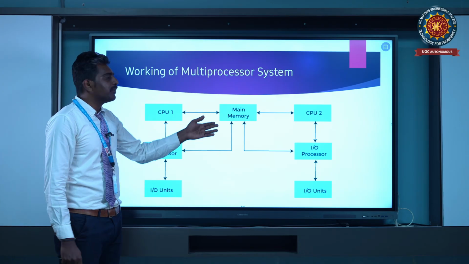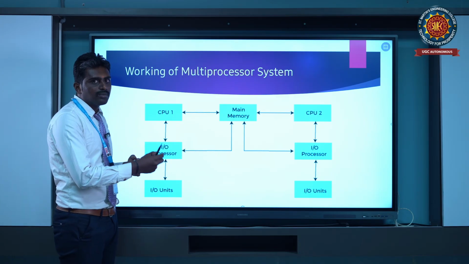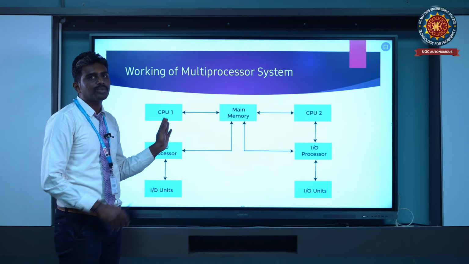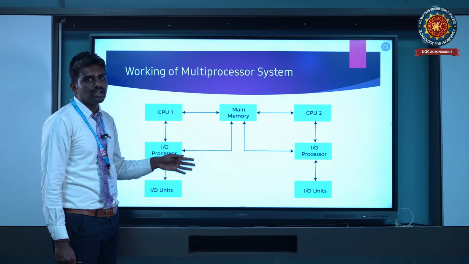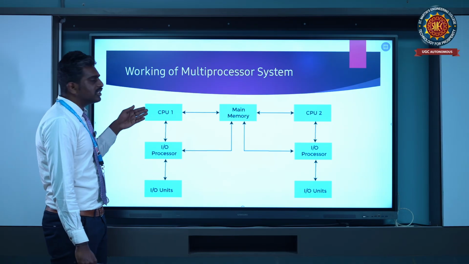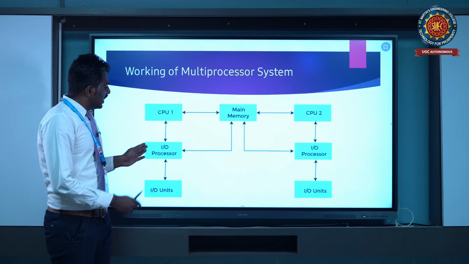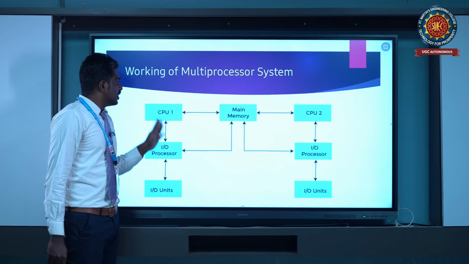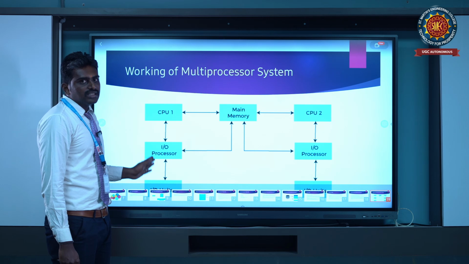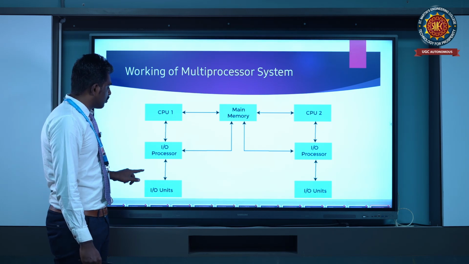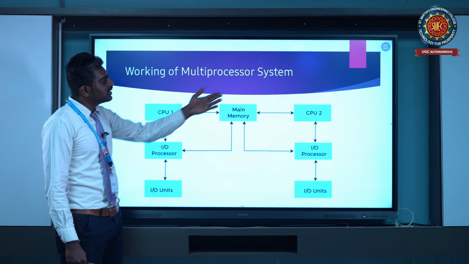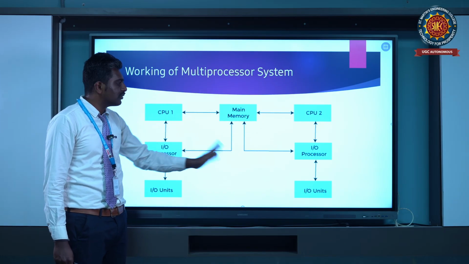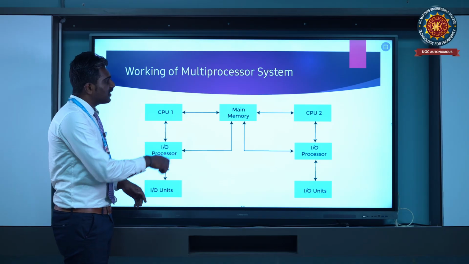system, and the main memory is shared by all the processors in the multi-processor system. Each processor has an individual input-output processor and input-output units. For example, CPU 1 has its own input-output processor and input-output units. Likewise, CPU 2 has an input-output processor and input-output units. So this is the function.